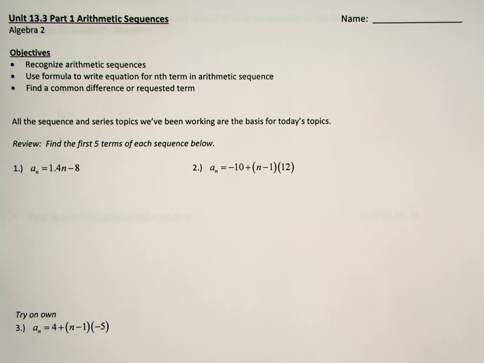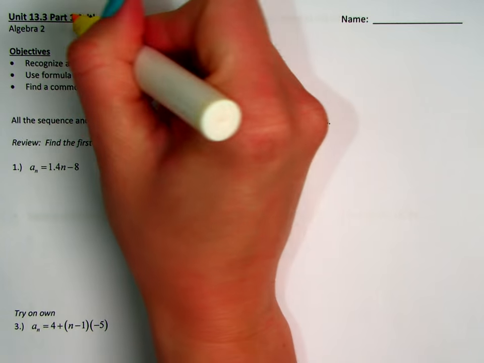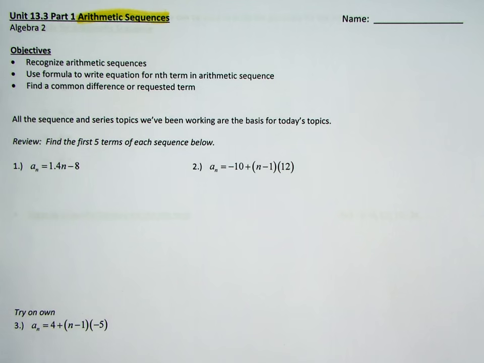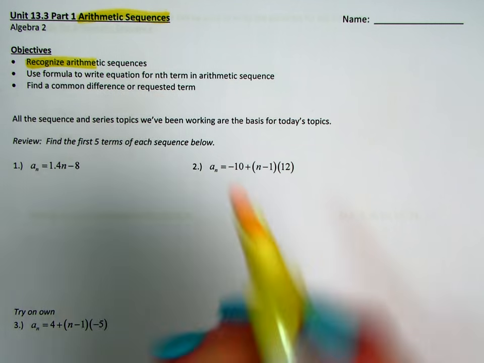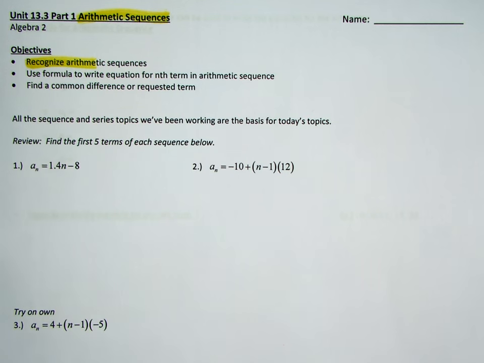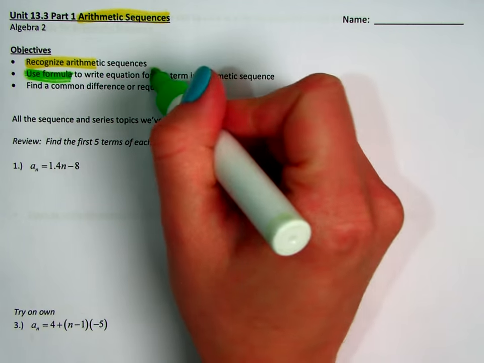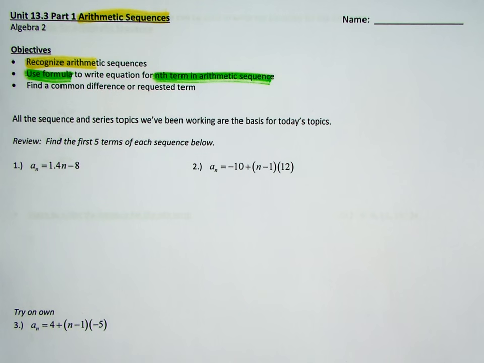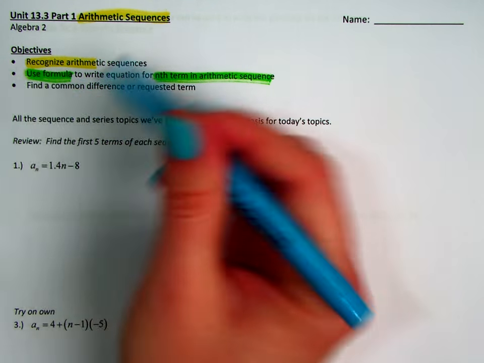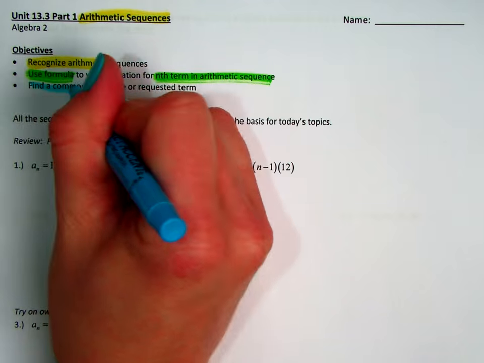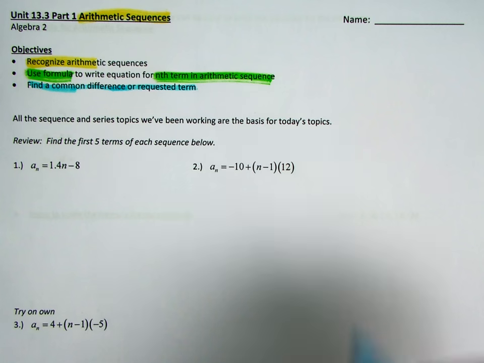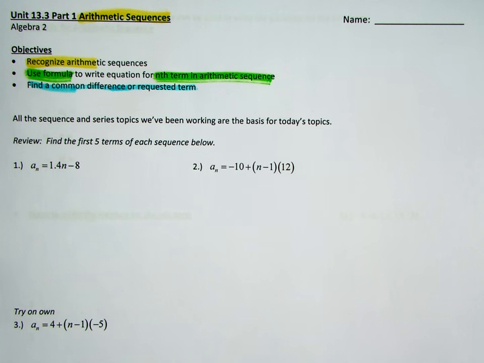All right, so today we're going to be focusing on arithmetic sequences. We're going to talk about what that means to begin with, so that you can recognize what an arithmetic sequence is, which is our first objective. Then we're going to use a formula to write the equation for an arithmetic sequence. And lastly, we are going to work on using that formula to find the common difference or any other requested value. So there are three main objectives for today.